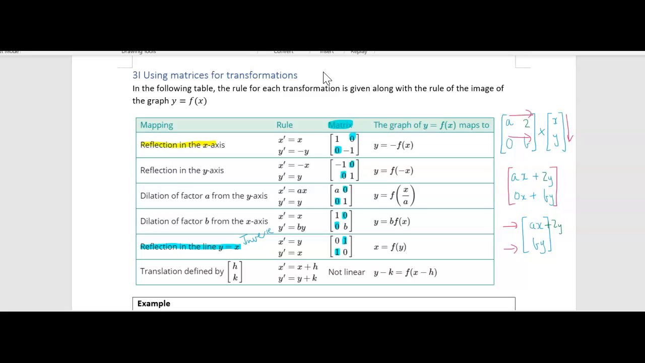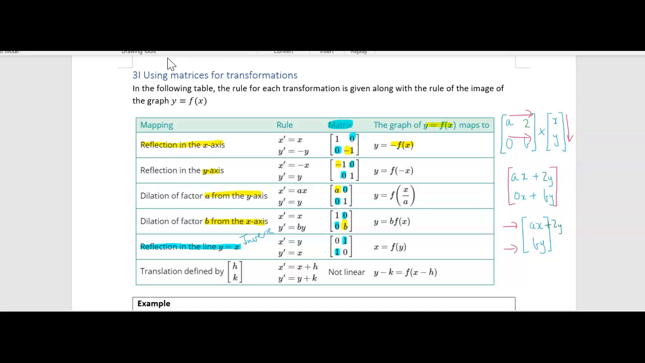Reflection in the x-axis: this value here is going to be negative, and if you're doing it using function notation, it's negative f(x). Reflection in the y-axis: this time the negative goes there. Dilation of factor A from the y-axis: you can see we're multiplying the x-coordinate there by A, and a factor of B, so we're multiplying the B there. For an inverse, you're switching the positions, because when we're taking the inverse, remember we switch x and y. That's only for dilations and reflections.